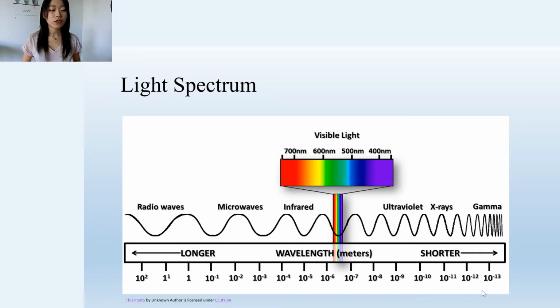From long waves to short waves, they are radio waves, microwaves, infrared, and finally the visible light. And shorter than the visible light, they are ultraviolet, X-rays, and gamma waves. So visible light is just a range of wavelengths that can be seen by human eyes.